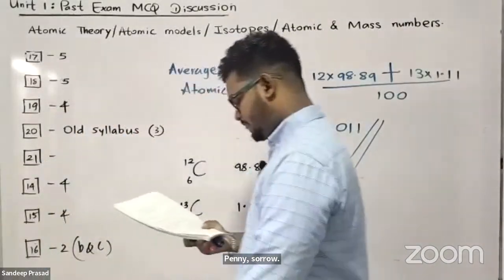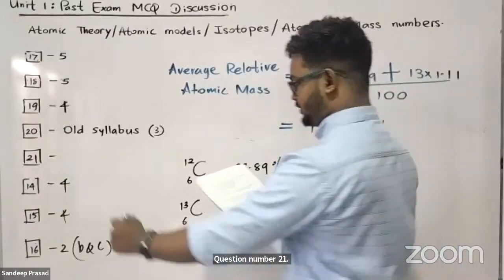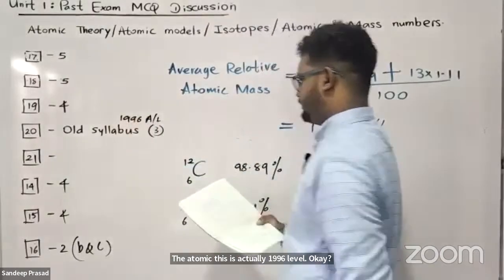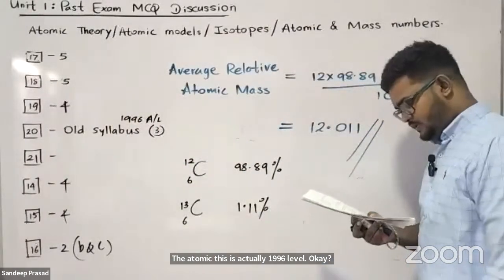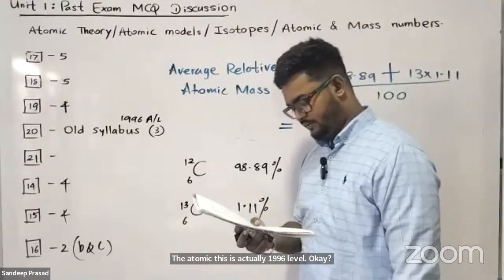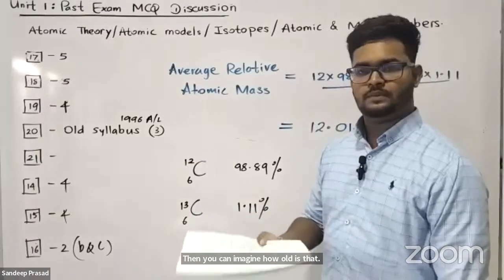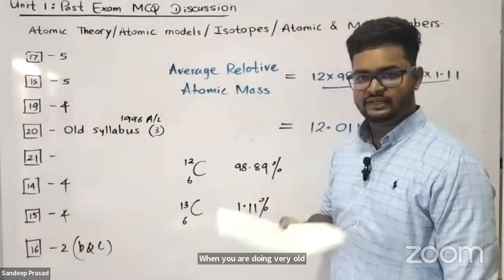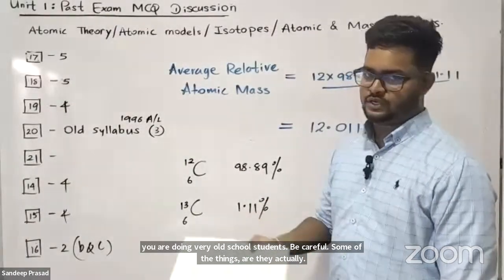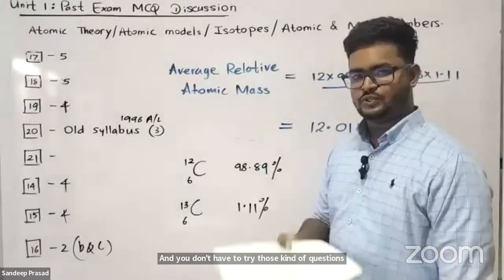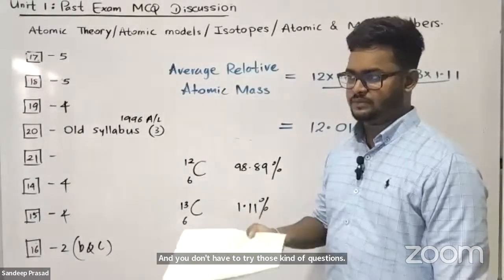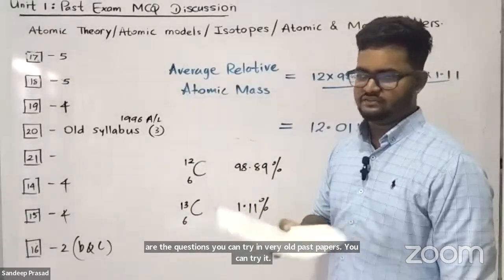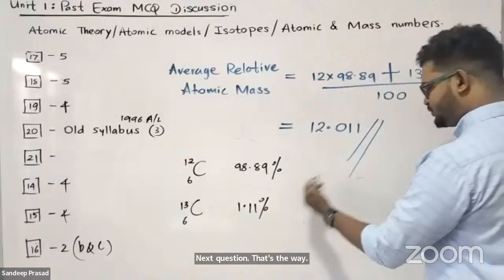Question number 21. This is actually a 1996 A level paper, okay? Then you can imagine how old that is. When you are doing very old past papers, students, be careful. Some of the things are there that we didn't learn, and you don't have to try those kinds of questions. What questions can you try in very old past papers? You can try them. Others, just leave it and go for the next question. That's the way, okay? So I'm recommending you to do the past papers.